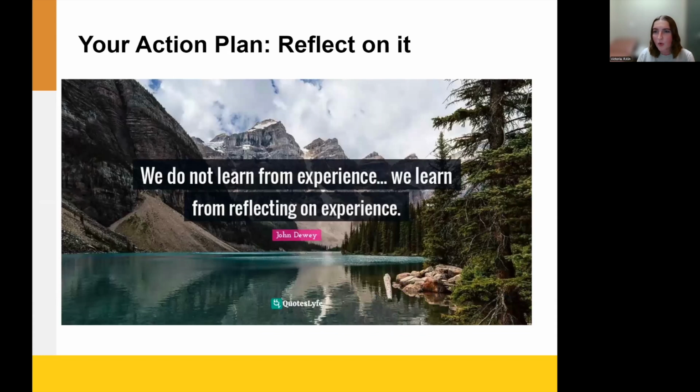And then just a little quote here to finish up that I kind of pulled off Google, I thought was very fitting about reflection and the importance of it. We do not learn from experience, but we learn from reflecting on experience. So, again, really just trying to emphasize that we do need to have a period of reflection, which can help us in our goal setting plans.